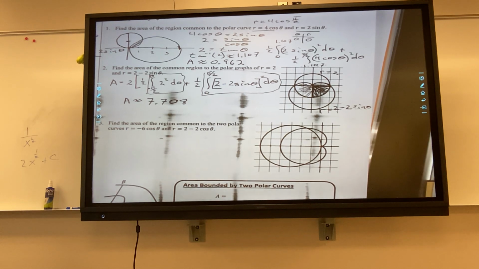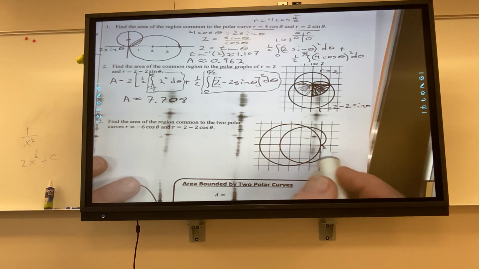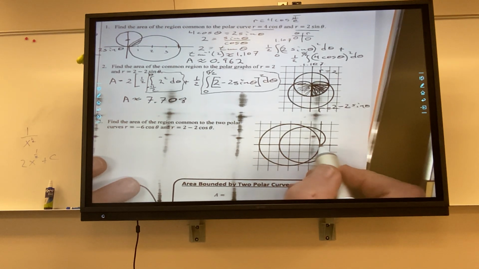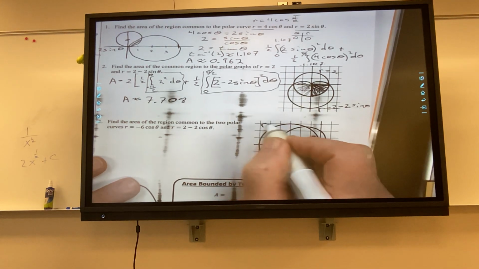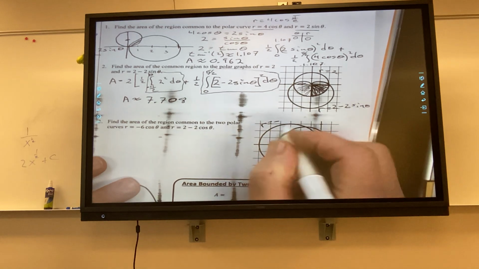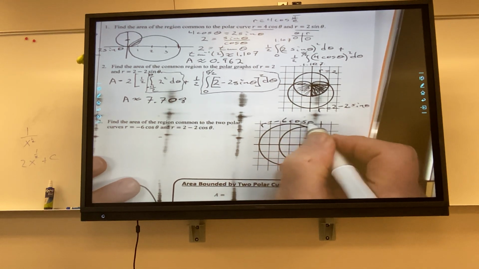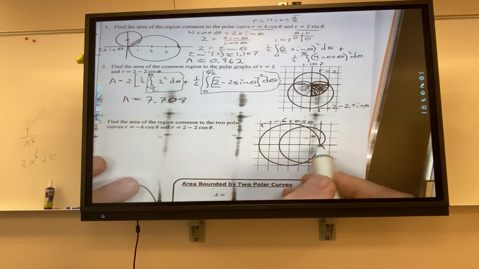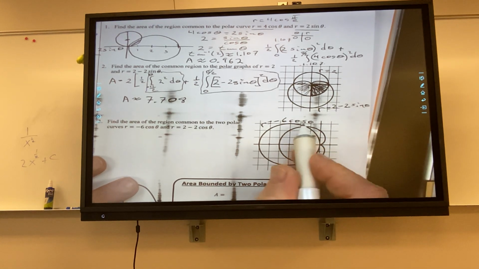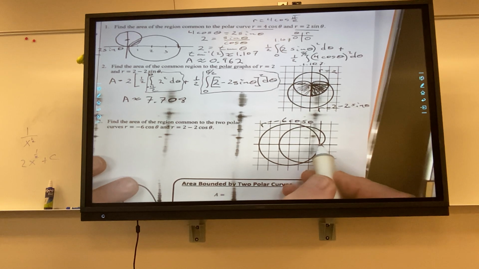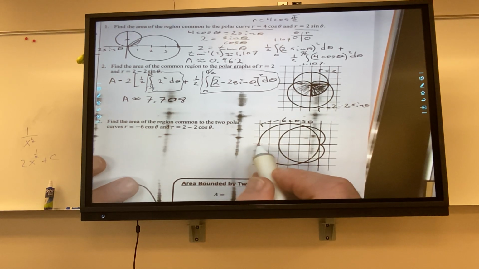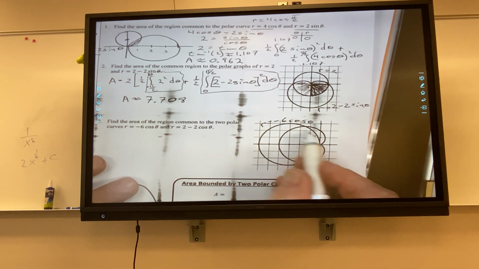So here you have your next two graphs. This right here is the equation r equals negative 6 cosine theta. That's this one right here. So when you go to 0, normally you get 1, but when you multiply by a negative 6, rather than going to the right, it's going to go to the left. And so that's why you have this big circle right here.